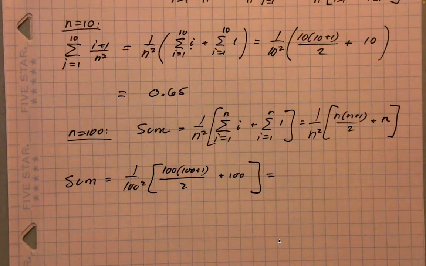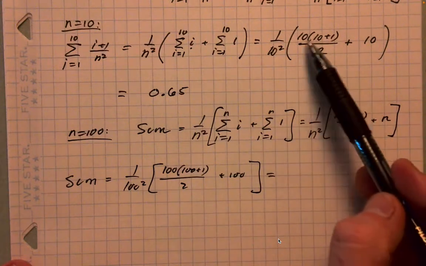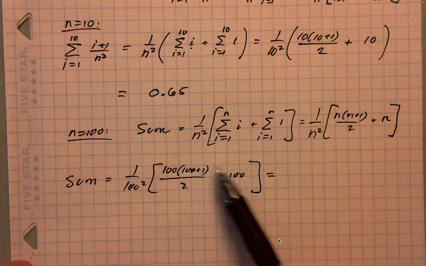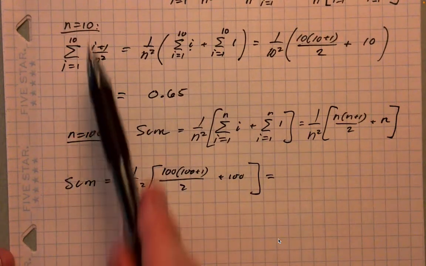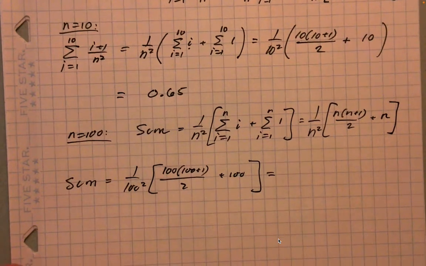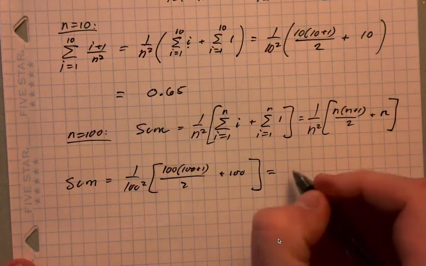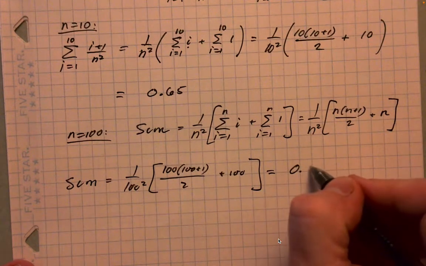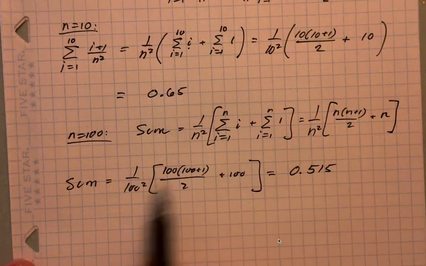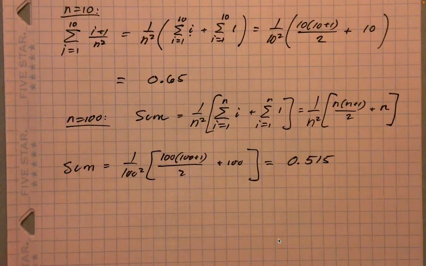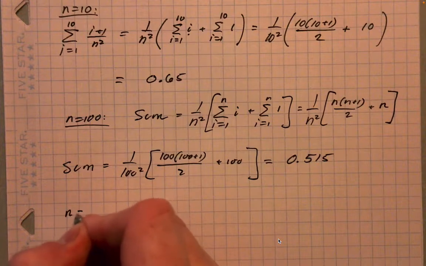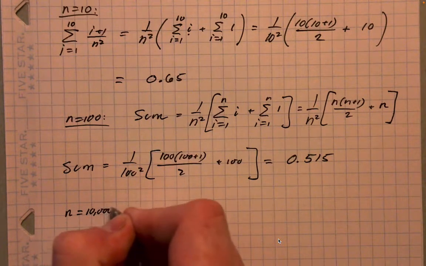Okay, just following literally the same rules as before, but instead of plugging in 10s, we're plugging in 100s, because the only thing that's changed from here to here is n equals 100 now. And so when we do that, the sum, I did this ahead of time, is 0.515, and you can just pause the video and verify that, yes, indeed, that is 0.515. What about a much larger n? What about n equals 10,000?